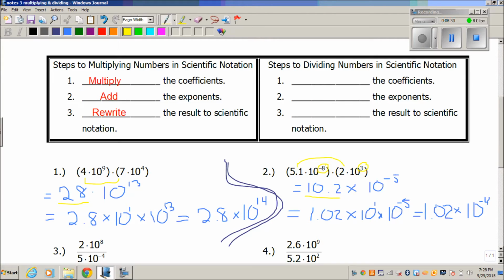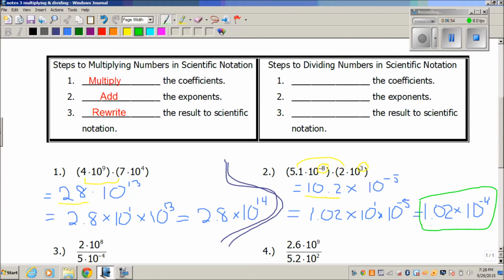The decimal has to be after the first non-zero digit, times 10 to the first. And the exponent is just 1 because I only had to adjust it one decimal place. Then times 10 to the negative 5th, which we had from before. So I simplified that to get a final answer of 1.02 times 10 to the negative 4.